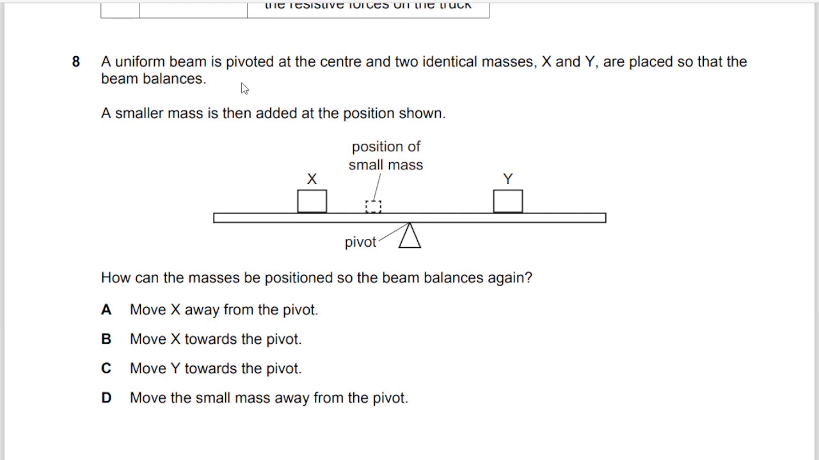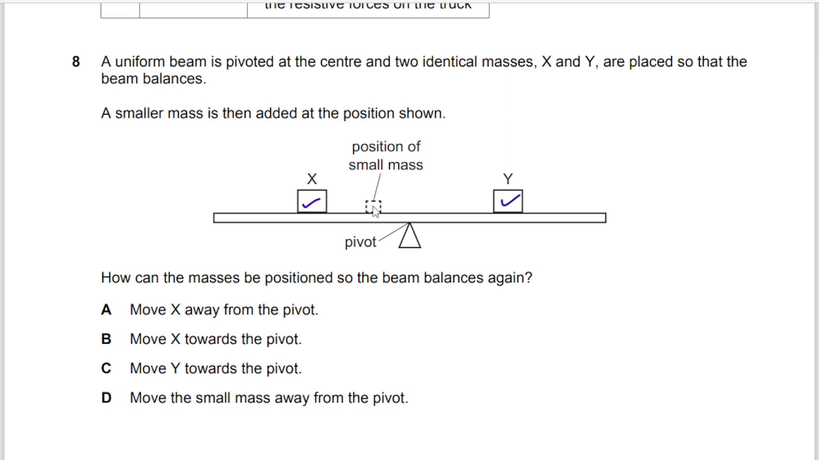A uniform beam is pivoted at the center and two identical masses X and Y are placed so that the beam balances. Earlier there were only two masses X and Y and the beam was balanced. Now one more mass, a smaller mass, is added here. We have to say how the masses must be repositioned so that the beam balances again.